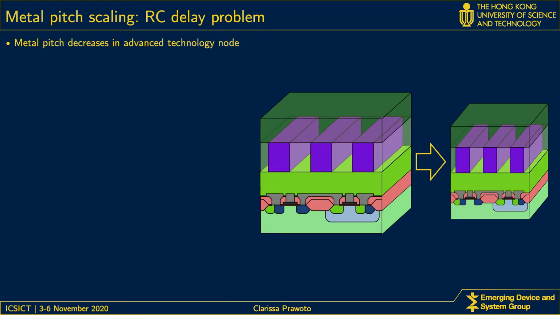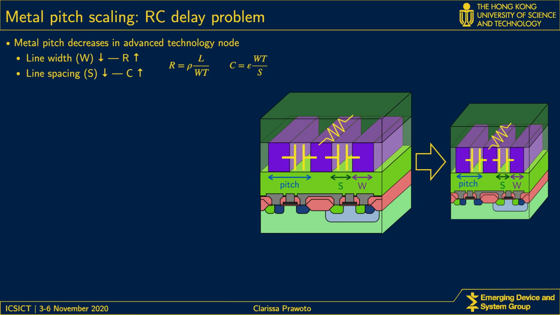With scaling, metal-to-metal pitch is reduced, as well as the metal spacing and the metal width. The reduction in metal width results in resistance increase, while the reduction in metal spacing results in capacitance increase. To account for this issue, both R and C need to be reduced.